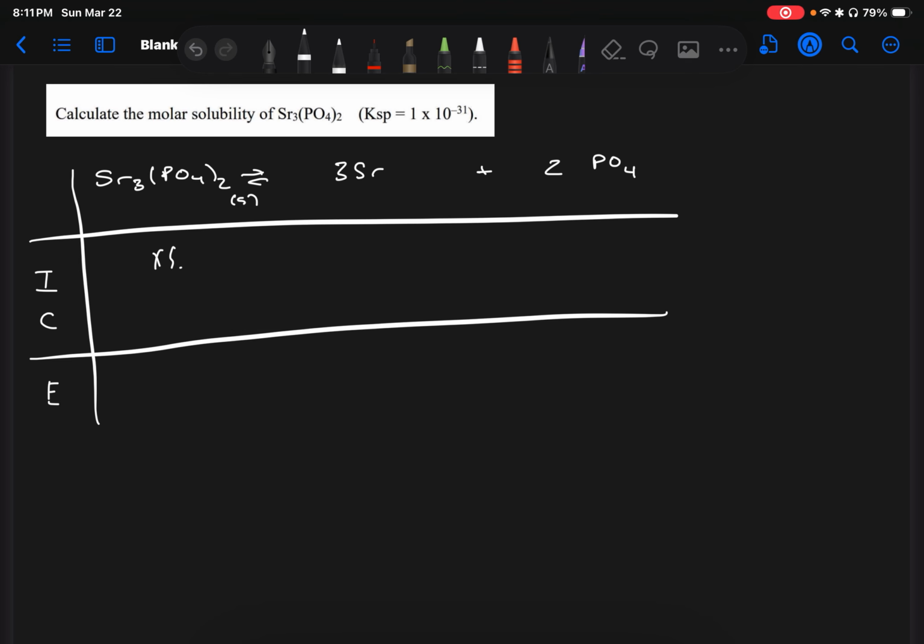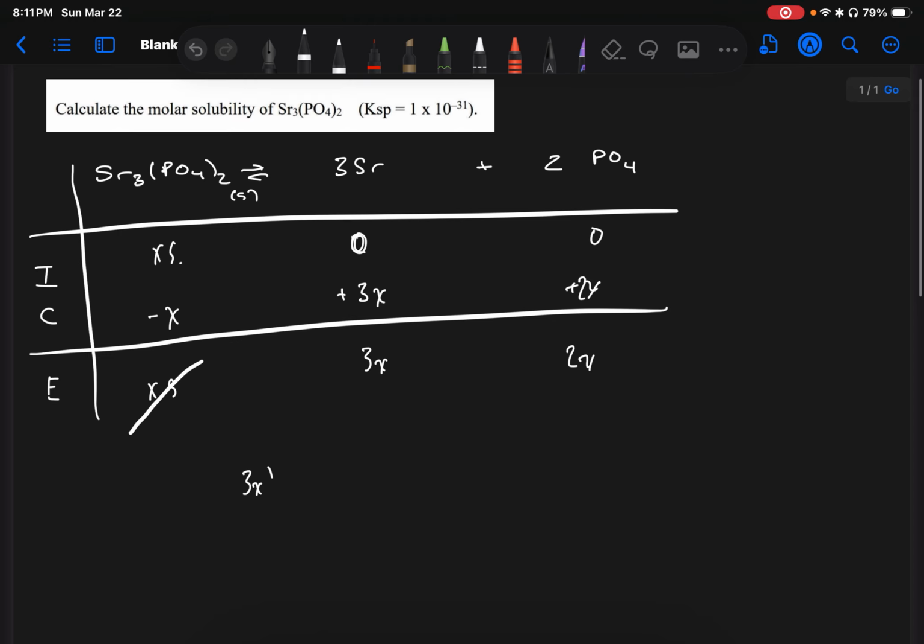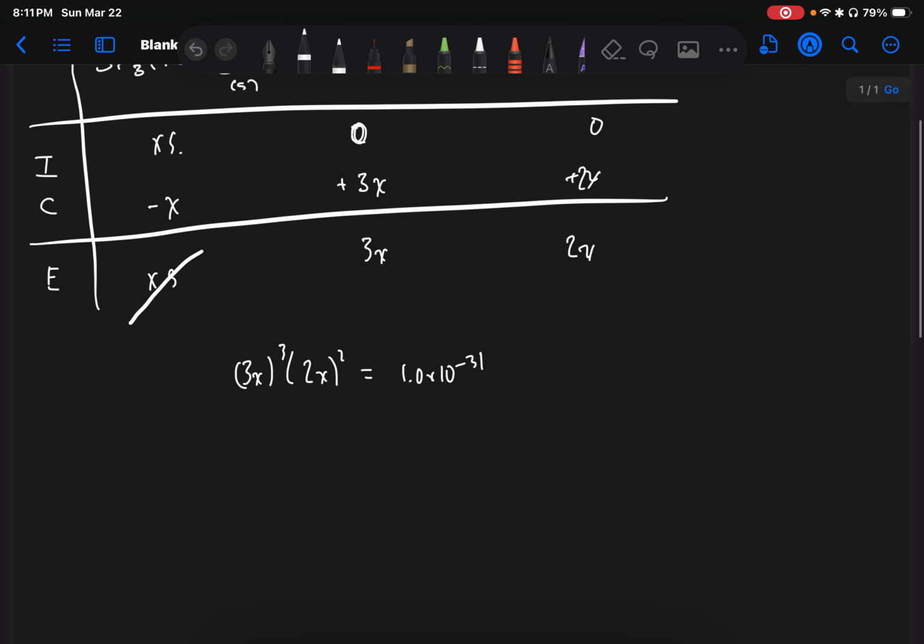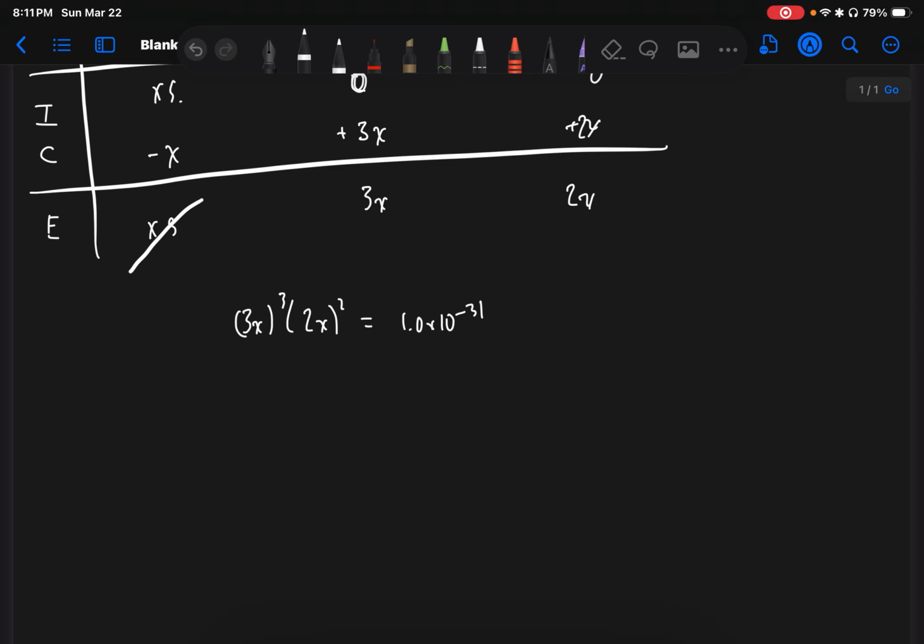So we put excess here, right? Minus x, excess, plus x, 2x. 0, 0, wait, this should be plus 3x, 3x, 2x, and we know that Ksp is that. Okay, so now we just got to put products over reactants, but it's excess and it's a solid, so we don't need to put this in. Okay, so 3x, 2x. 3 times 3 times 3 is what? 3 times 3 is 9.